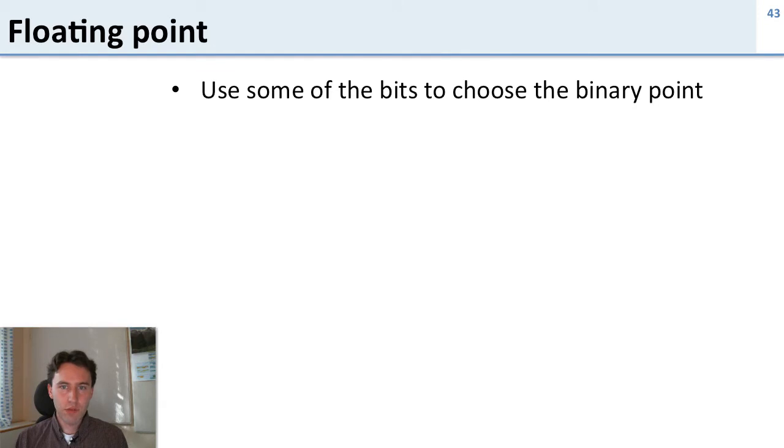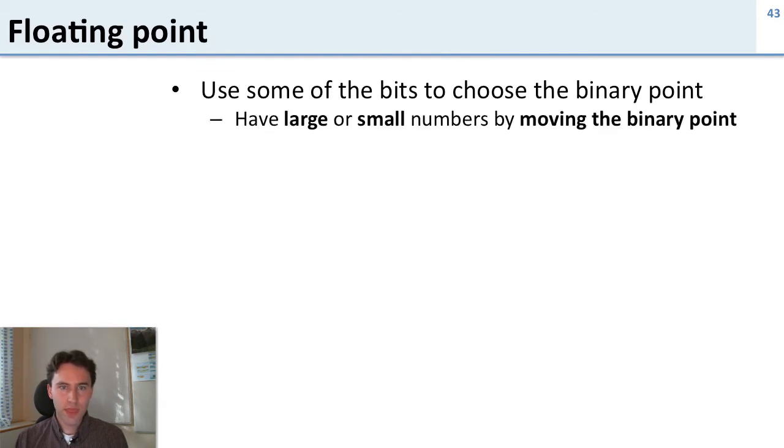So we're going to use some of our bits to choose the binary point. This allows us to have large or small numbers by moving the binary point. So this is great. We can make more efficient use of the bits. If we need to record very small numbers, we can do that with high precision by moving the binary point. And if we need very large numbers, we can get a very large range of them by moving the binary point in the other direction.